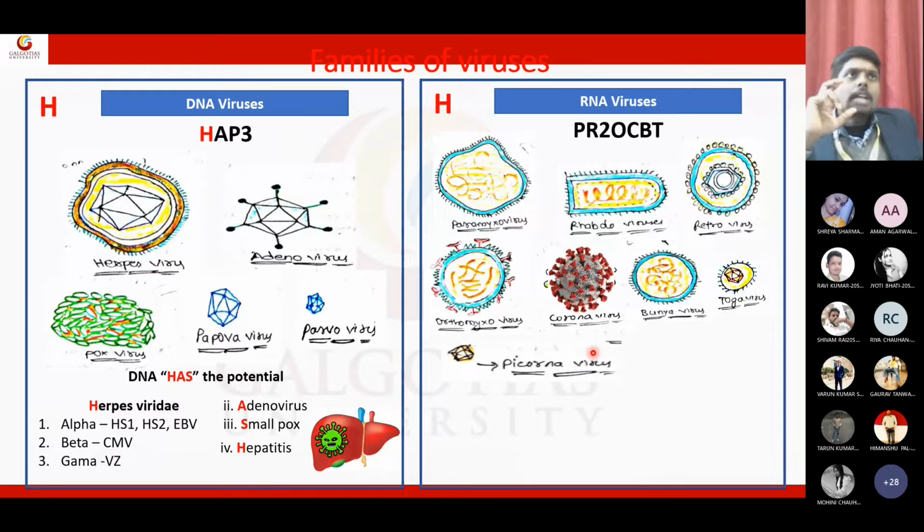Now, the meaning of ortho means free genome. So here in the genome, the genetic material has been fragmented.